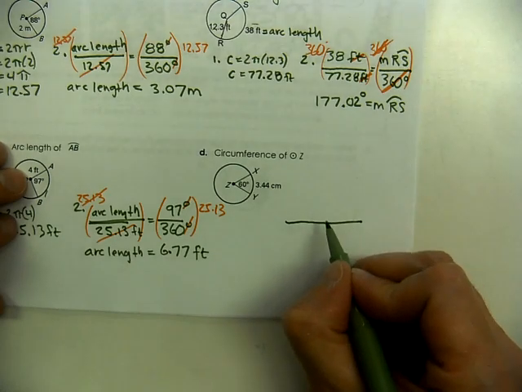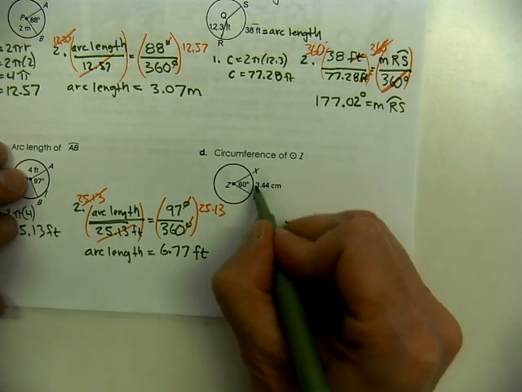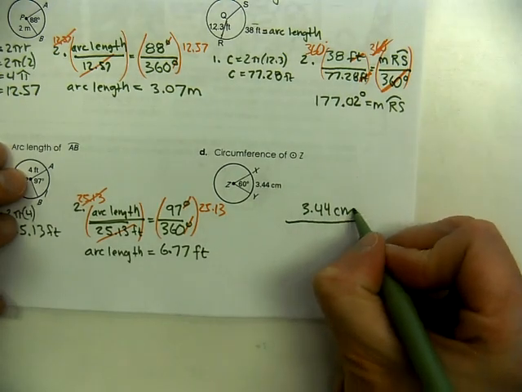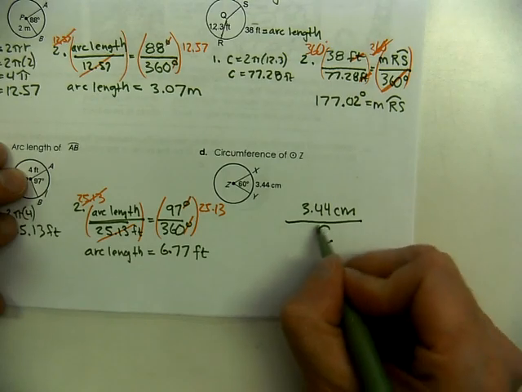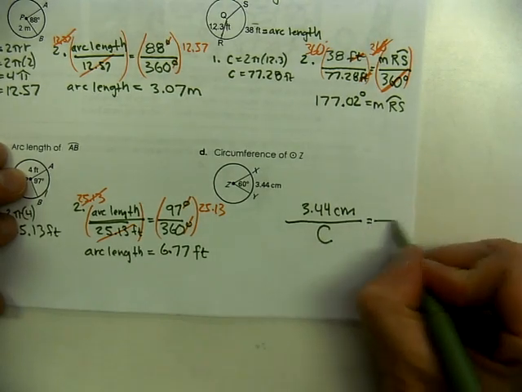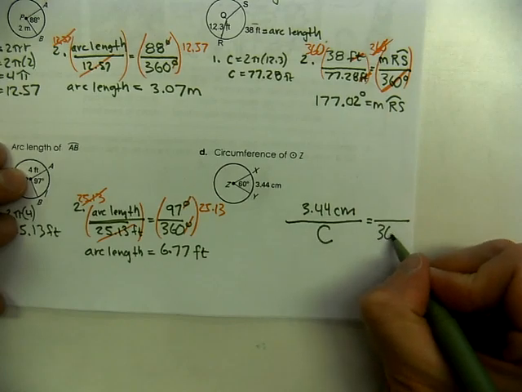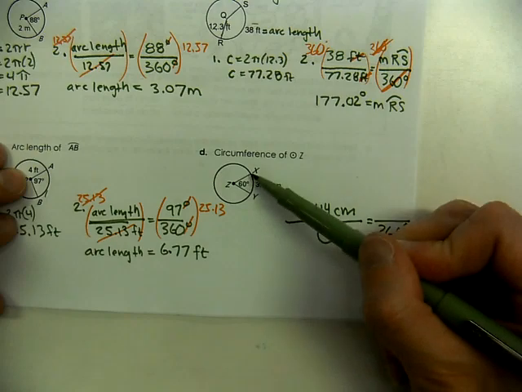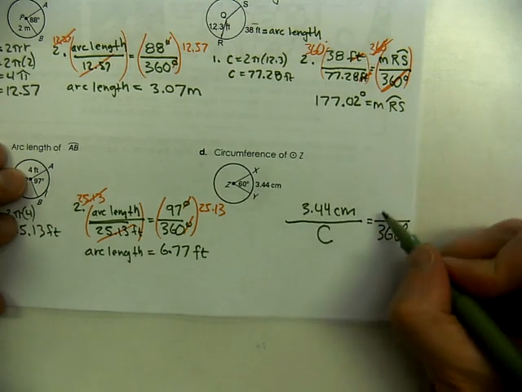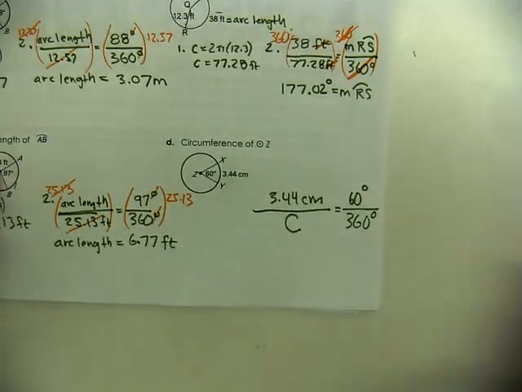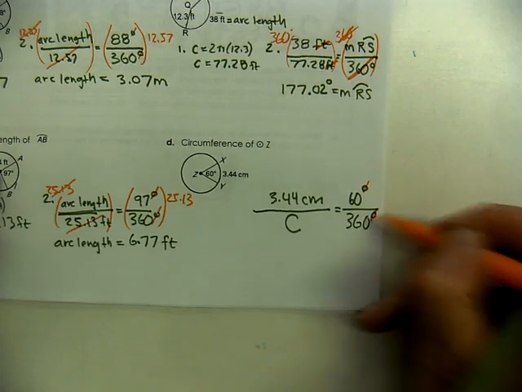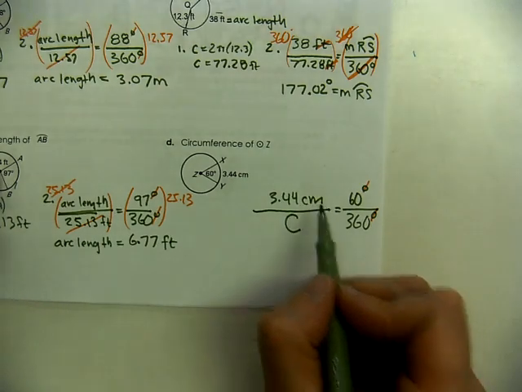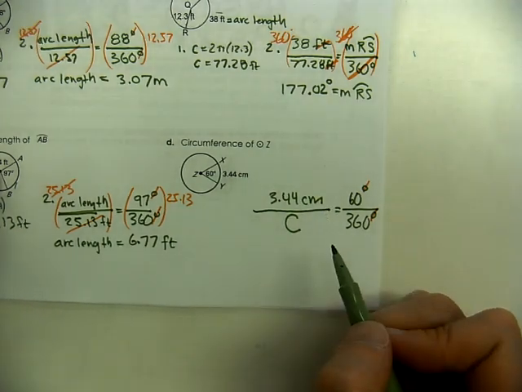So we need the arc length over the circumference. There's your arc length because it's in centimeters, 3.44 centimeters over your circumference. I'm just using capital C for the circumference, and that will equal a number of degrees out of 360 degrees. And we have a 60-degree angle, which means the arc is 60 degrees around the circle from x to y. Notice you have degrees over degrees, so the degrees will cancel out, and the only units remaining are centimeters. So that's why our final answer will be in centimeters.